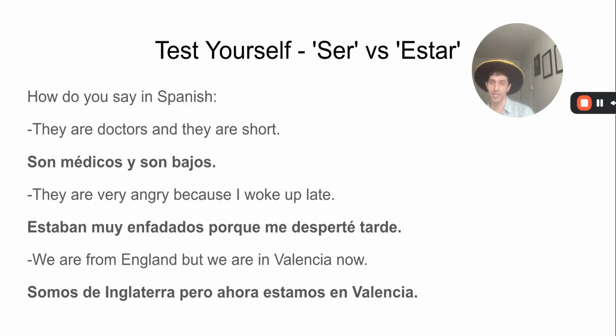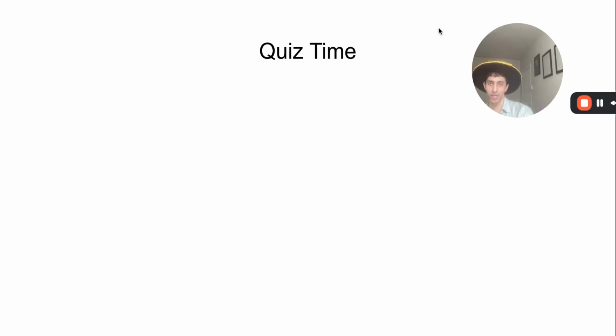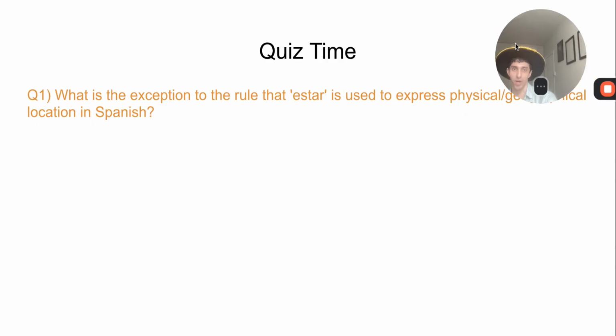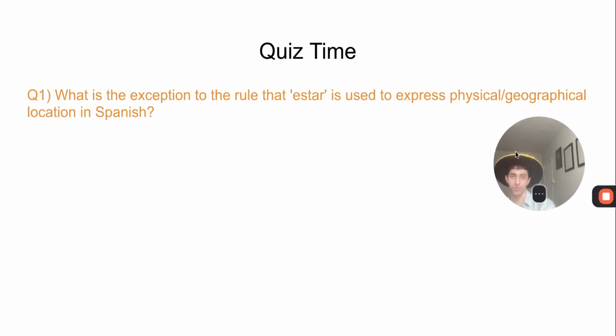Okay, so hopefully those were not too challenging. And now we're going to go on to a very quick quiz just to test your understanding of these two crucial Spanish verbs, ser and estar. Okay, number one. What is the exception to the rule that estar is used to express physical or geographical location in Spanish? A bit of a tricky one to start, but try and think back, see if you can remember it.